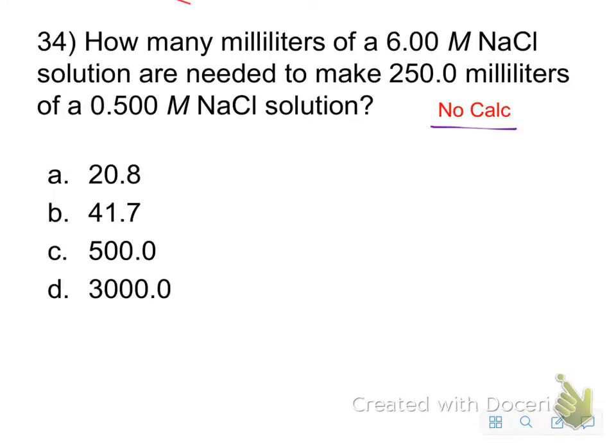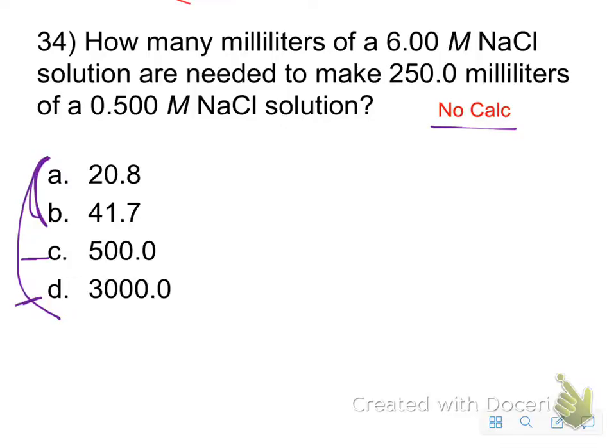Alright, so let's take a look. No calculator. How many milliliters of 6 molar sodium chloride are needed to make 250 milliliters of 0.5 molar sodium chloride? So let's look at our answers. They range quite a bit. Here I've got two relatively small numbers, I've got 500 and I've got 3,000. So I have to get close enough to be able to decide which of these is correct.